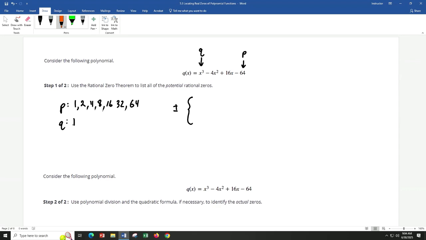First off, there's a 1 right here. Realize this is what you're seeing. P over Q. So notice I do 1 divided by 1. Well, that's just 1. 2 divided by 1 is just 2. And so on and so forth, right? That makes sense? Okay. So I can come in here and write all these right here.